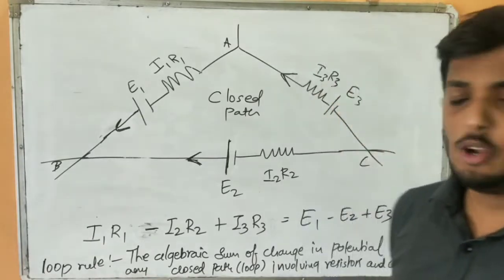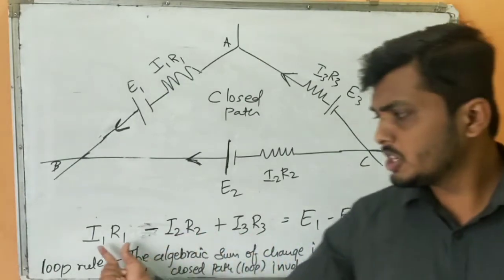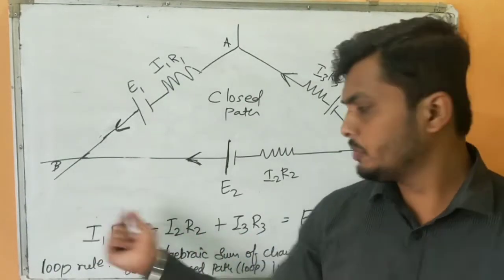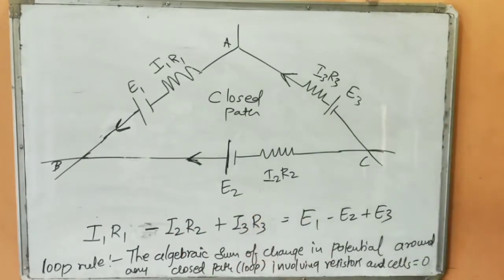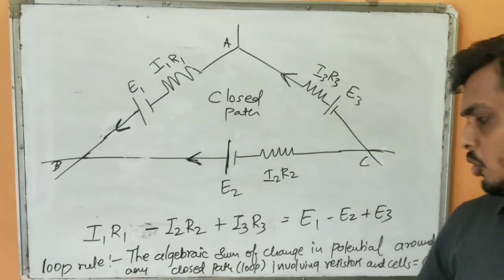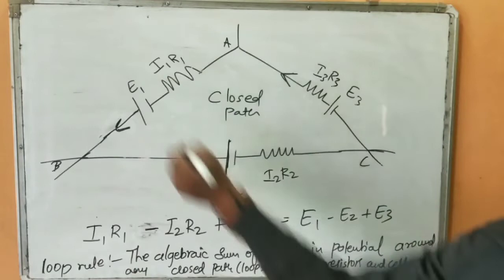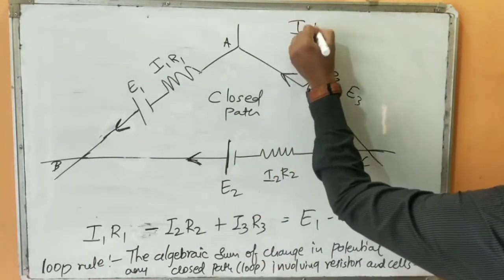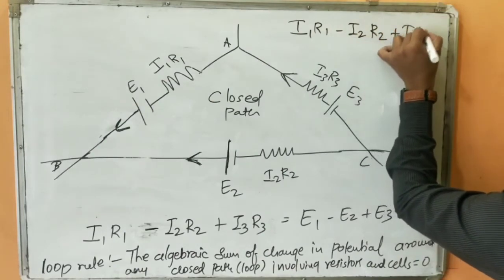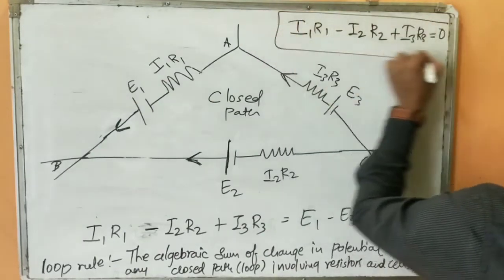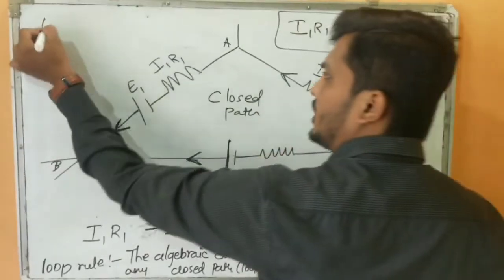So please try to understand the loop rule. It states the algebraic sum of change in potential. Change in potential means what? I1, R1 will give you potential V1, I2, R2 will give you potential V2, and I3, R3 will give you potential V3. Across any closed path loop involving resistors and cells, it will be zero. So I can further reduce this formula to I1, R1 minus I2, R2 plus I3, R3 equals zero. So this is the modified version of Kirchhoff's voltage law.